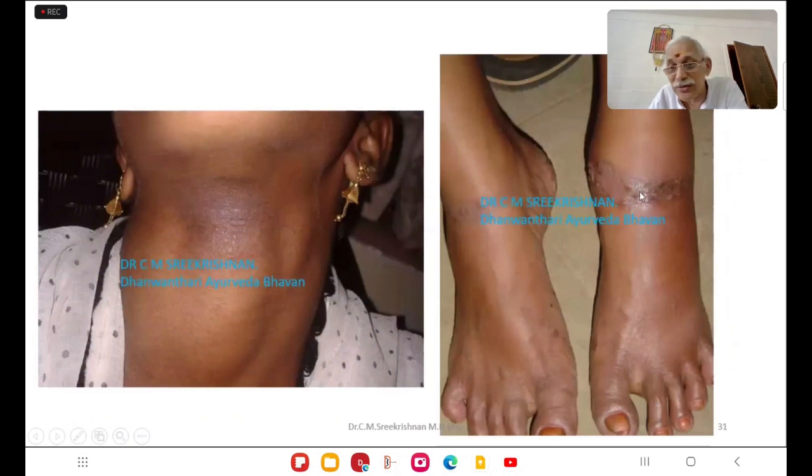Here, this is an ornament. Actually, there are two types. Normally, a gold ornament will not cause allergy, but here the gold ornament has a rough surface. That rough surface is an irritant, and that is called secondary. Here, this is a rare case, this patient I got from Malappuram.